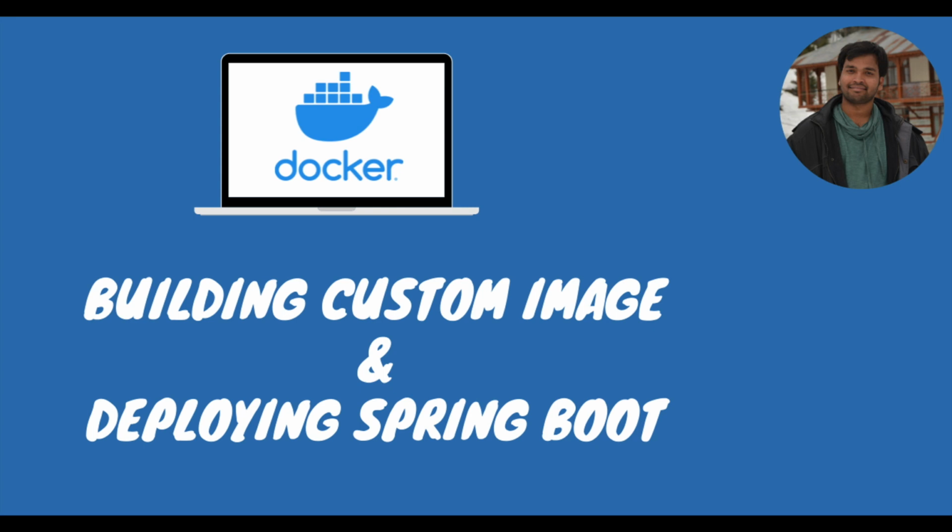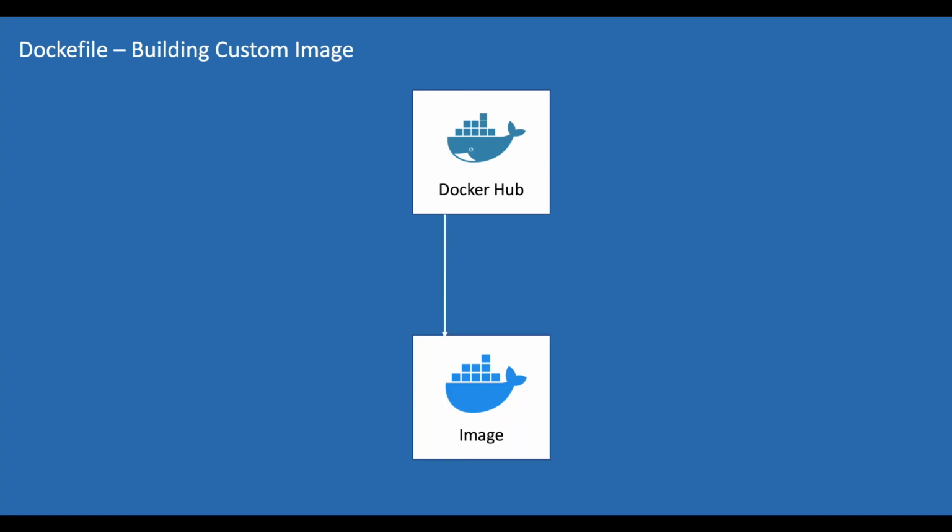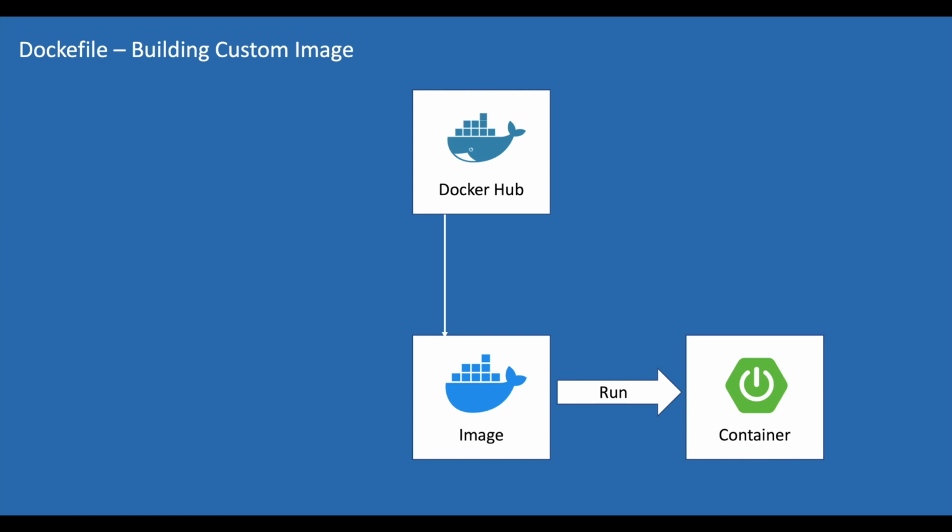So far we have seen what is Docker Hub and how to pull an image from Docker Hub and create containers by running those images. Also we have seen how to configure these images according to our needs and how containers can communicate with each other. But what if you want to build your own image for your application? That's our topic for this video.